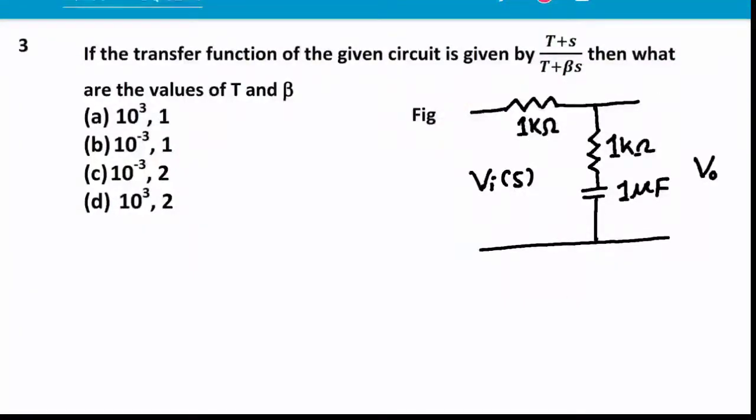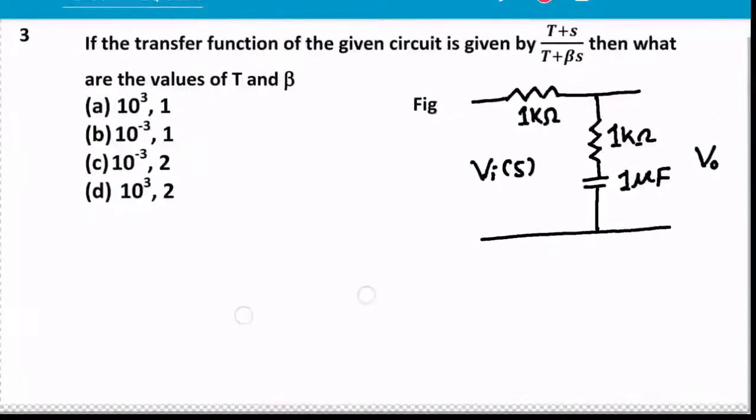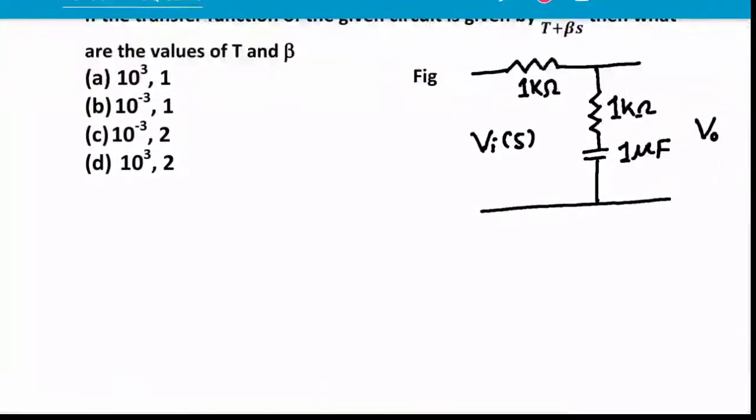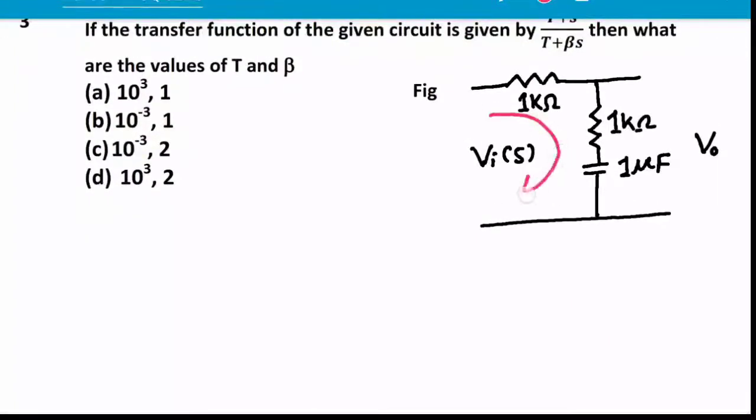So here, first thing, if you don't know anything about what circuit this is, you can still solve this. You don't know which type of circuit, or compensator, or comparator, anything. So how can you solve it? First we will apply KVL.